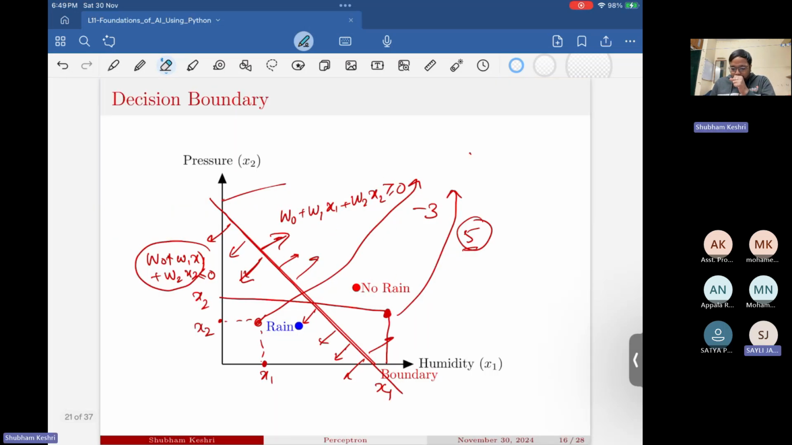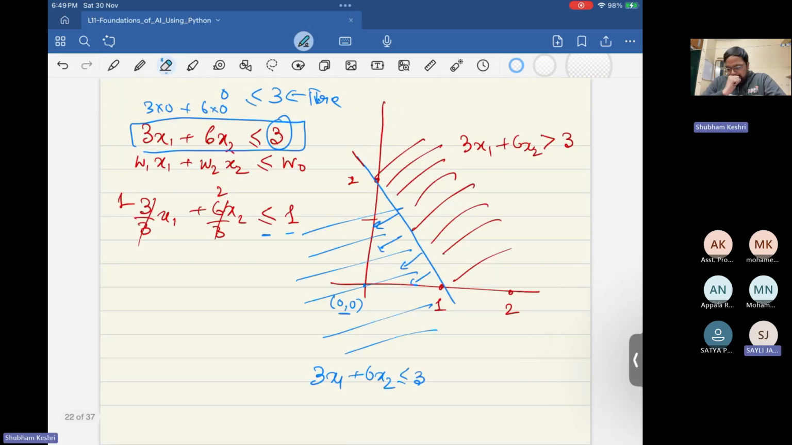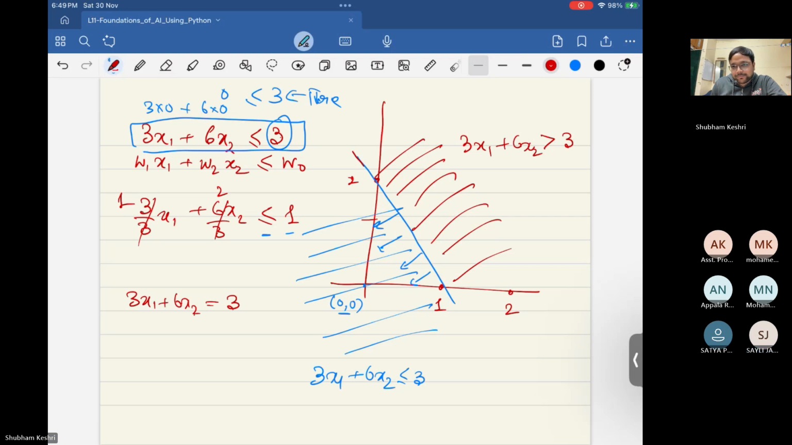But what shall be the value on the line? It has to be 0. So when we are talking about this line, the equation becomes 3x1 plus 6x2 exactly equals to 3. Yes, exactly. Okay, got it.